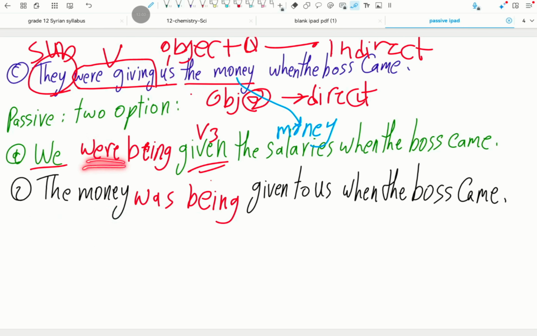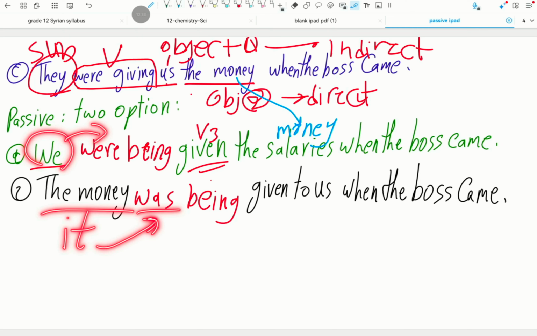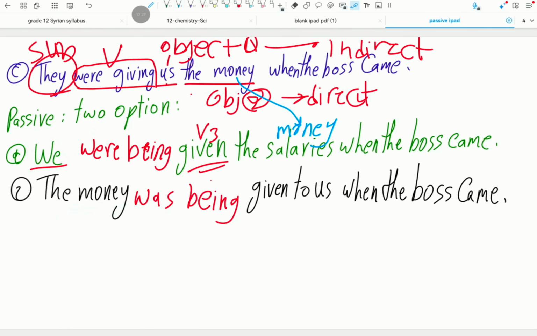Here I used were, and here I used being, in both cases because it's past continuous in both cases. I used were here because I chose the first object, which is the indirect object. And here I chose was when I chose the direct object, the second object. So he, she, it, the money, and we need are, or comes with are, and the subject-verb agreement requires using was in this case.